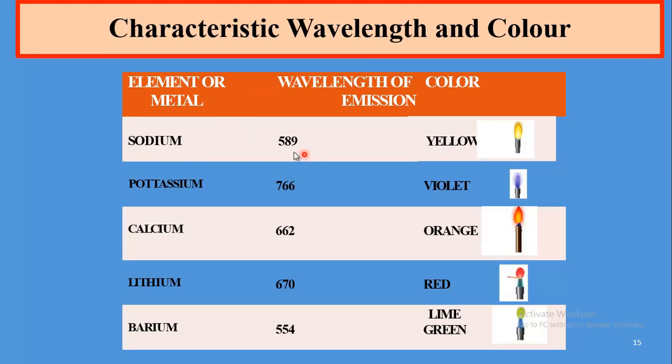So these are the characteristic wavelengths and colors of different flames, which are determined in flame emission spectroscopy. Sodium emits at 589 nanometer and its color is yellow. Potassium 766 and its color is violet. Calcium 622 and orange. Lithium 670 nanometer and its color is red. And barium 554 nanometer and its color is lime green. So these are the elements which are simply determined with flame emission spectroscopy. They have low ionization energy and can be determined easily in flame emission spectroscopy.